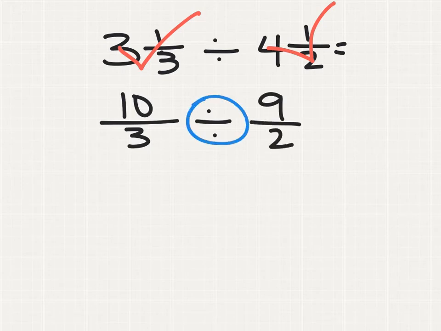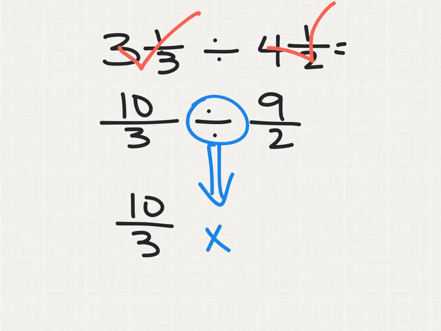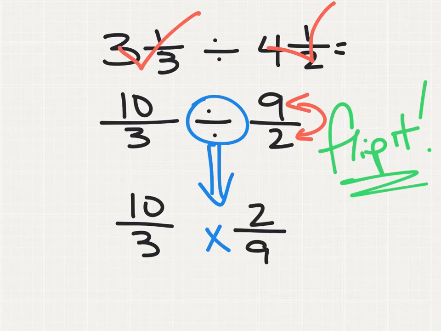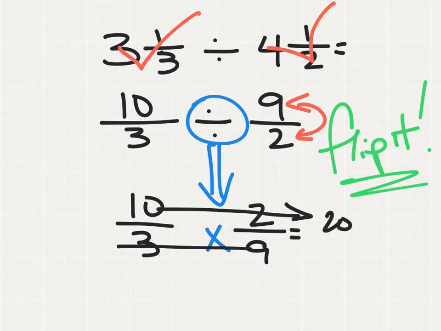We're not dividing fractions. We are multiplying. I have 10 over 3 multiplied by the reciprocal of 9 over 2. I need to remember to flip it. So I have 2/9. 10 times 2 is 20. And 3 times 9 is 27. 20 over 27.